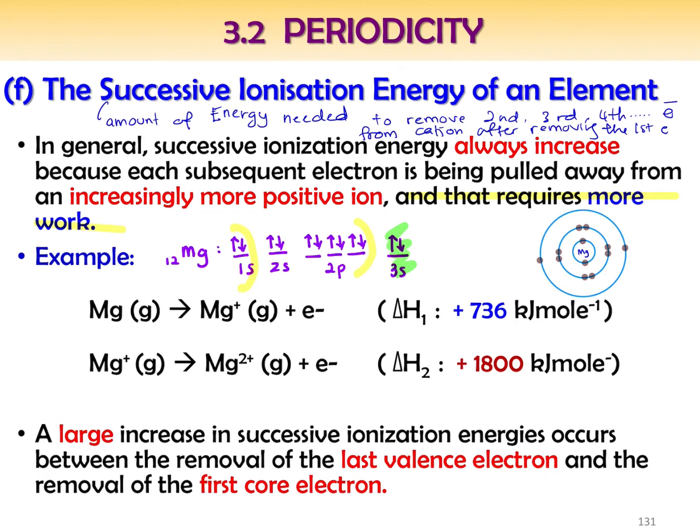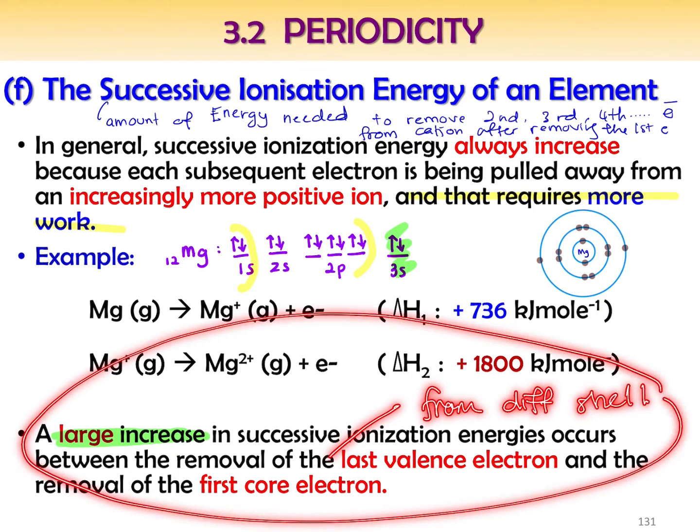So one more thing that you need to take note, bila kita tengok data nanti, when there is a large increase in the successive IE, maksudnya ada berlaku removal of electron from different shell. Okay, so please take note this thing. Bila ada large increase ataupun julat perbezaan yang tinggi between two value, nanti kita akan tengok cara kiraan lah.